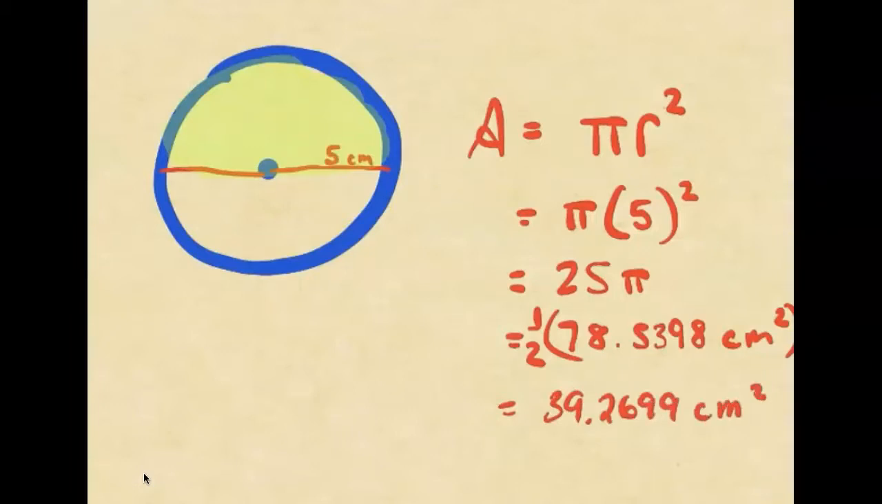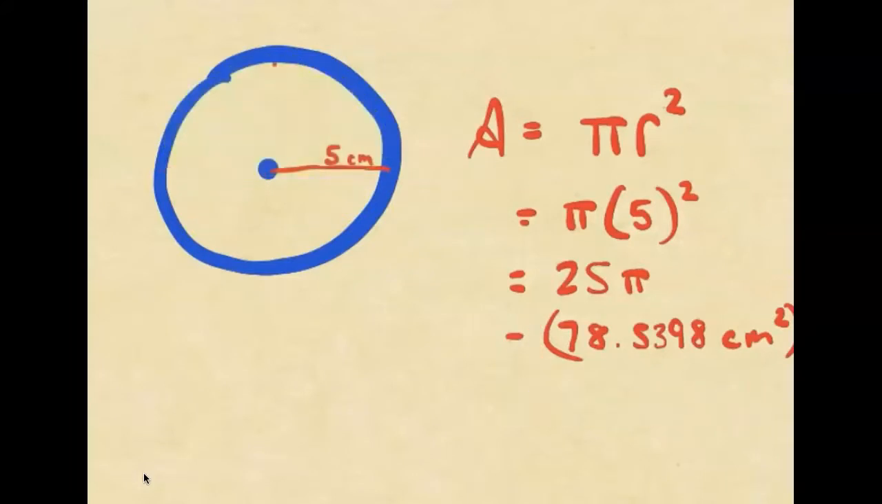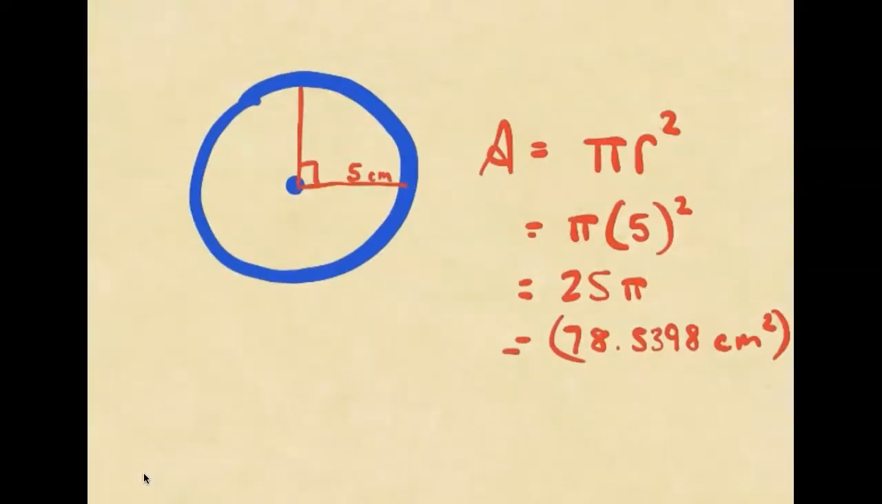So that would be the area of that giant green sector. But what if we wanted it to be even smaller? What if I said a quarter of it, right? If that's a 90-degree angle, then that's got to be a quarter of a circle. So then you would just say, well, 1/4 of 78.5398, if you were trying to find the area of that sector.